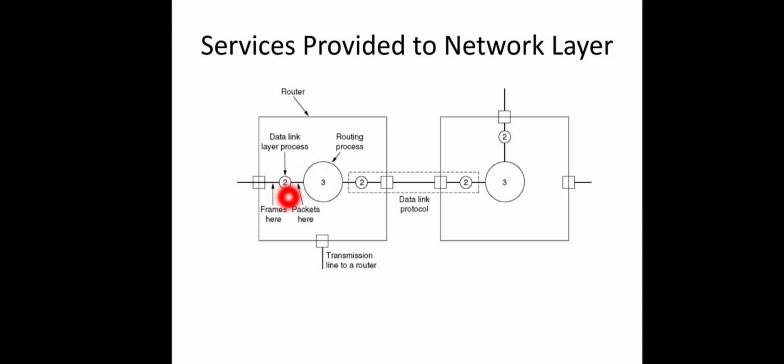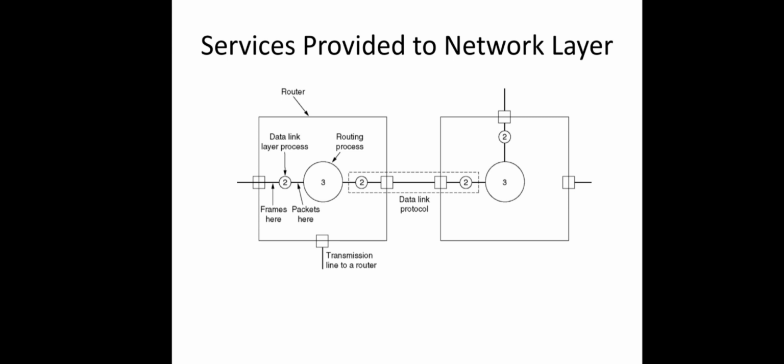So the frame's header and trailer part will be removed by this process 2, that is the data link layer process, and the packet will be passed over to the network layer where the actual routing will be done. So this packet, the data part of the frame, is received by the routing process in the network layer, and the network layer will decide where to route this packet, because the same router will have different outgoing lines. You can see here one line is here, there, another interface is there, right?